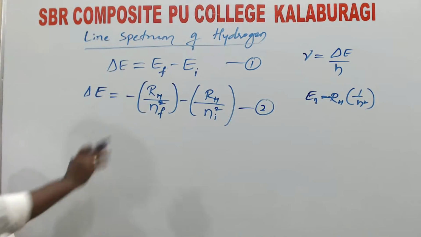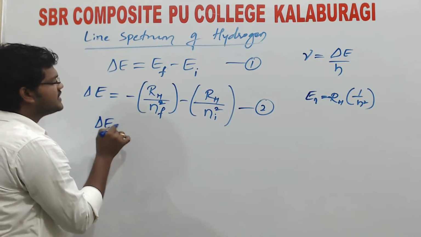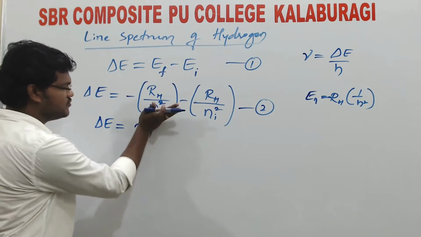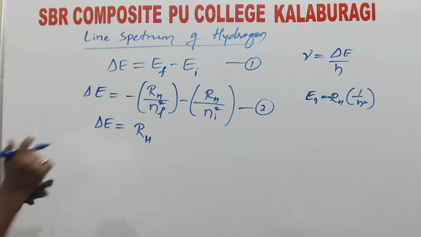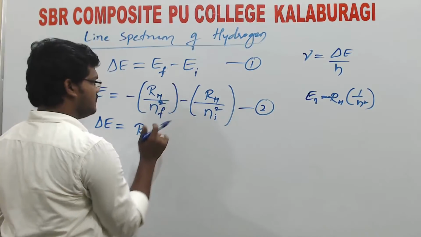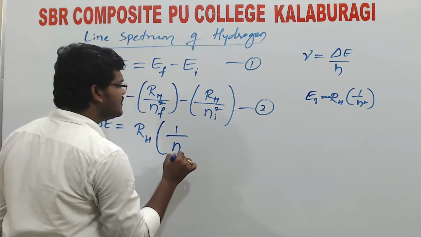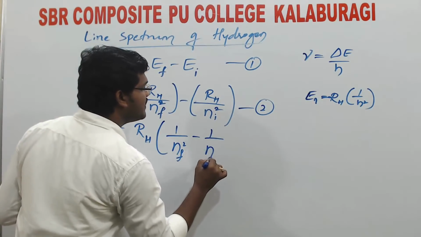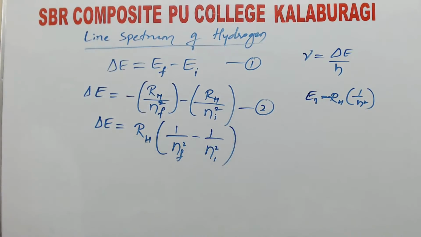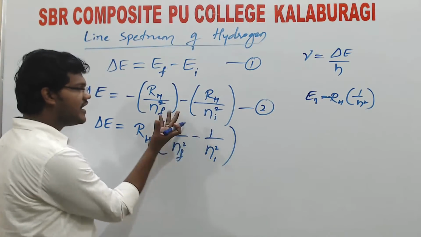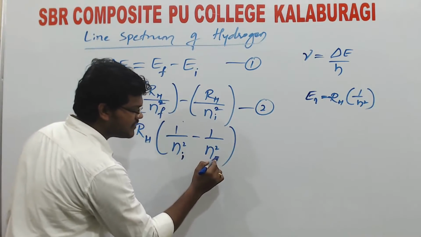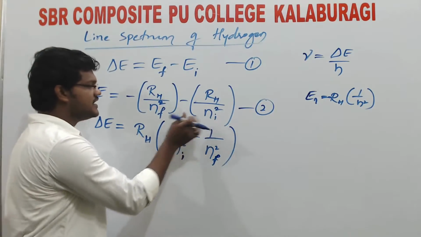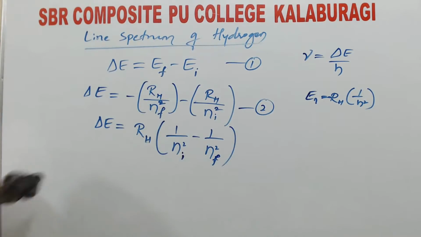Now combine these two, or else before that, I'll simplify it. I can even rearrange it. So as to remove this negative sign, I will take this RH outside: RH times 1 by Ni square minus 1 by Nf square. See, earlier it was final and initial, so now I have changed this. On rearranging, here I will get initial and here I will get final. Simple mathematics.